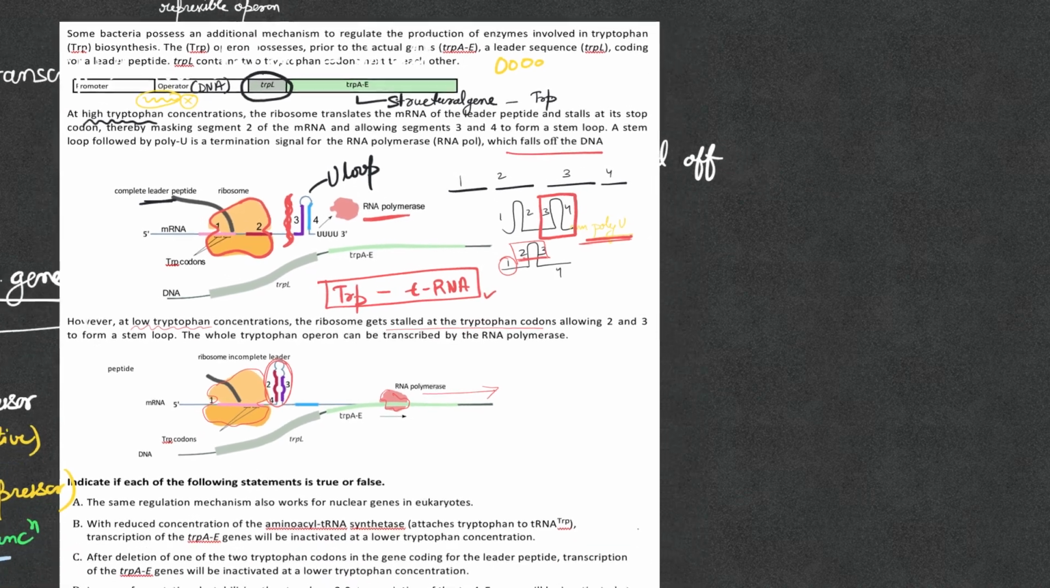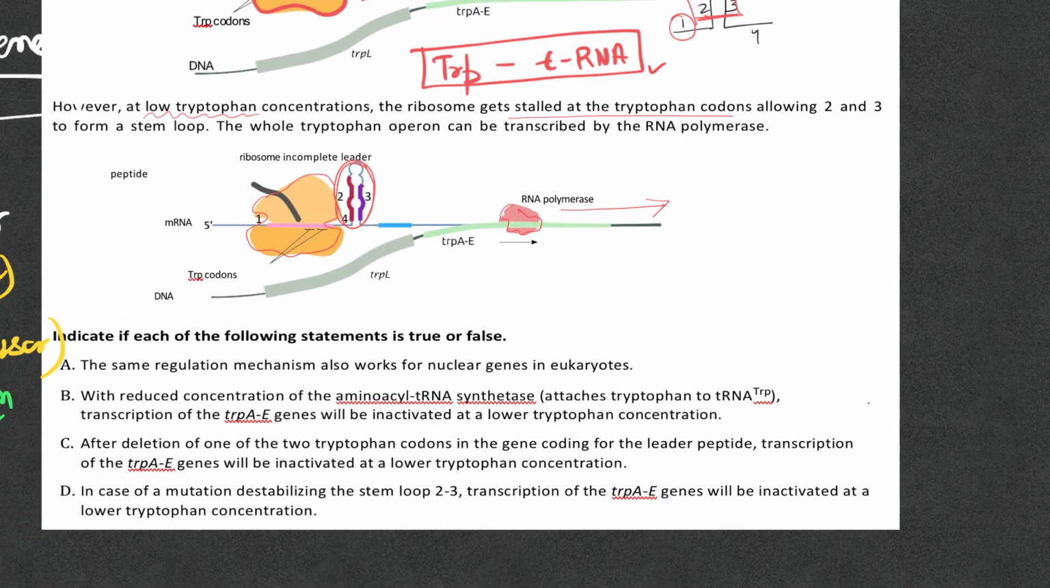Now we have the questions. So I hope this is readable. The first question is, the same regulation mechanism also works for the nuclear genes in the eukaryotes. Here you are required to understand the difference between transcription and translation in eukaryotes. In eukaryotes, transcription happens inside the nucleus, and the mRNA must come out, and in the cytoplasm we have the translation happening. So there's no chance that this same mechanism will work. So I'll have to give it a false.